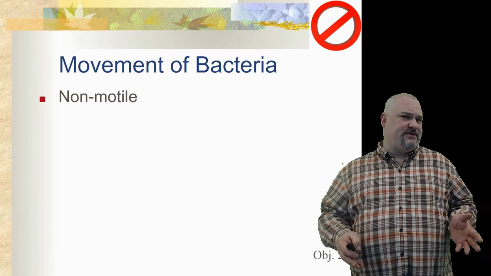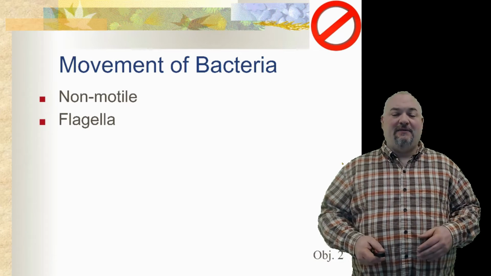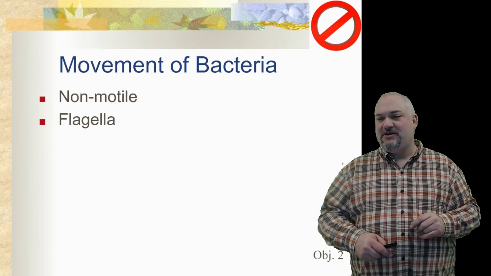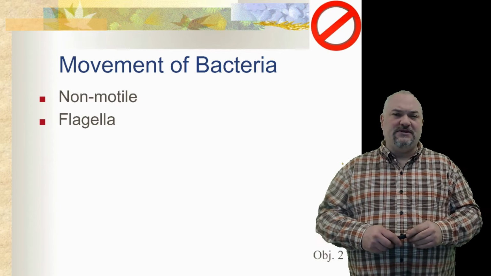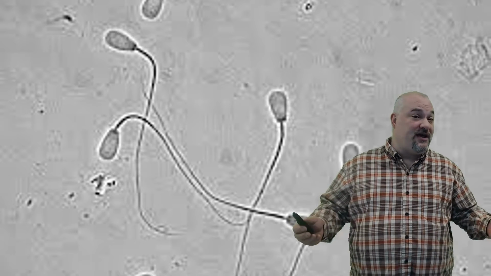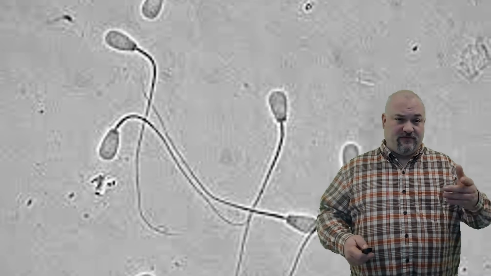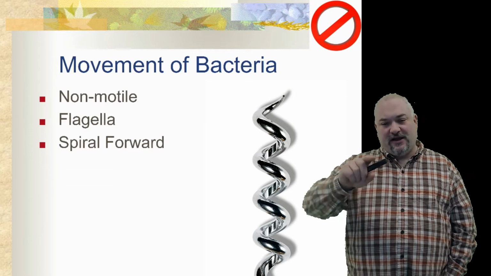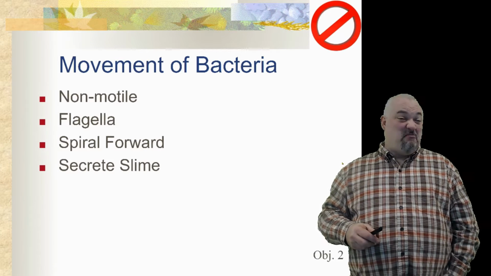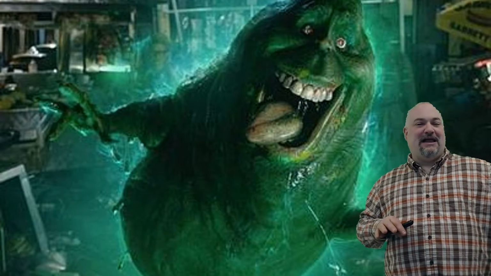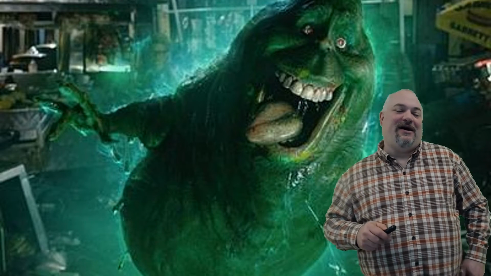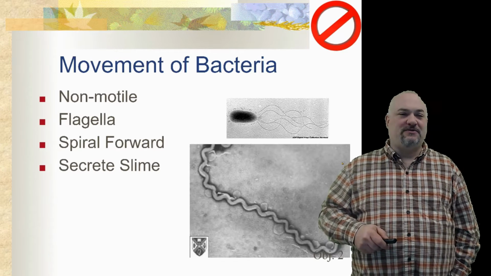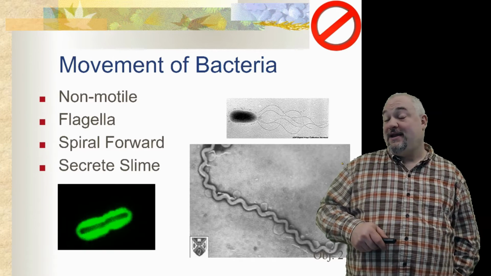So bacteria do have different ways of moving or not moving at all. Some are non-motile. Some have flagella, a little whip-like tail extension that they use like a propeller to move them through liquids. If you're familiar with what a sperm looks like, sperm have a flagellum, so very similar movement to that. Some will spiral forward. They're corkscrew shaped and they'll twist themselves through material. Some will secrete slime and slide in their own slime. So yeah, lots of fun ways to do it. There are some of those flagella, there's one of the spiral shaped ones, and there is one sliding in its own slime.